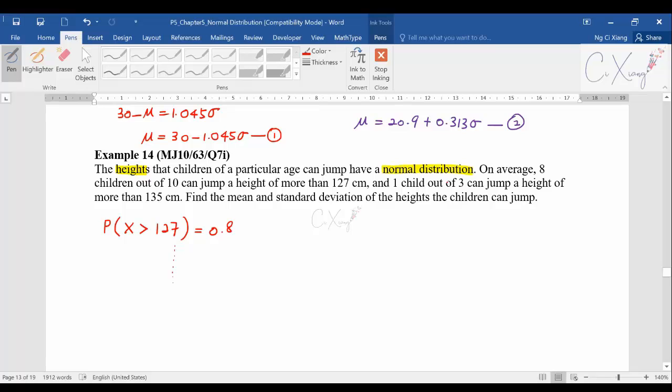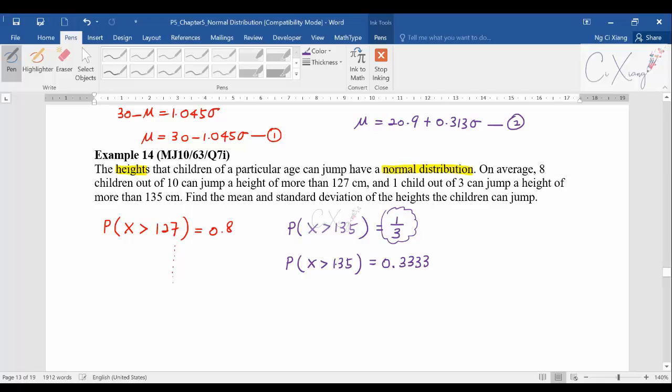And then, one child out of 3 can jump a height of more than 135. So for the second equation, P(x more than 135) equals 1 out of 3, so it's 1 over 3. What I want to remind you here is what value you should take for 1 over 3. Please take note, 1 over 3 is 0.33333333, and this is a probability. If you find the probability from the table, it is in 4 decimal places. Therefore, when you want to find it in a reverse way, you should keep it to 4 decimal places as well.